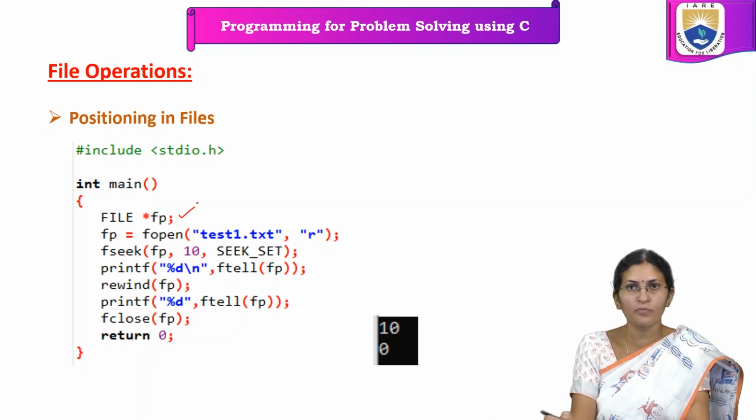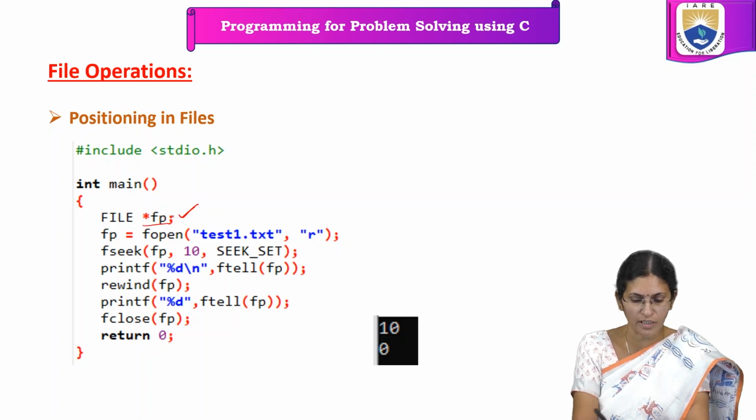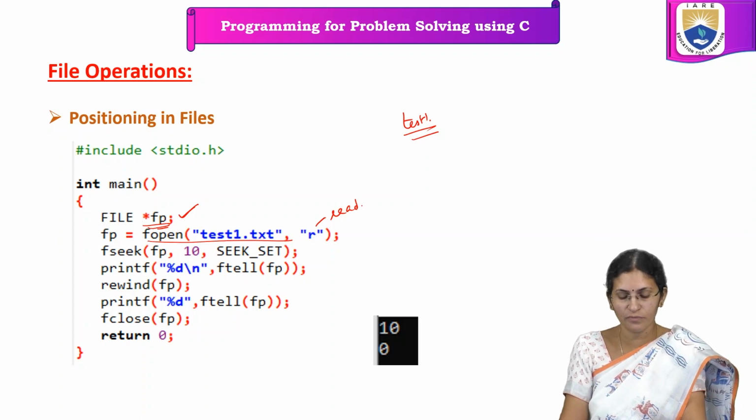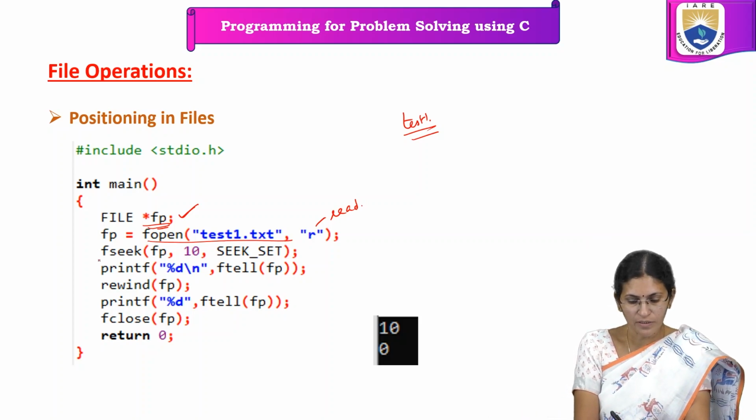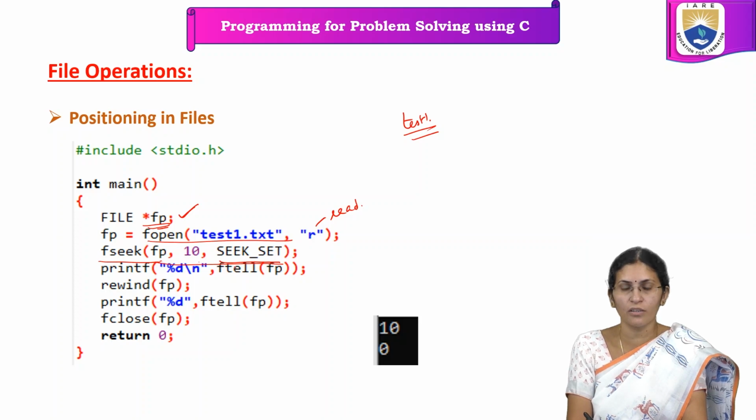Whenever we deal with file handling operations, we need to declare the file pointer first, a pointer variable of file type. Next we need to open the file. Here we are opening the test1.txt file in read mode. R specifies that we are opening the file in read mode. Then after that, we are using the fseek function. It takes 3 arguments: fp, 10 and SEEK_SET. SEEK_SET states that the file pointer is at the beginning of the file.